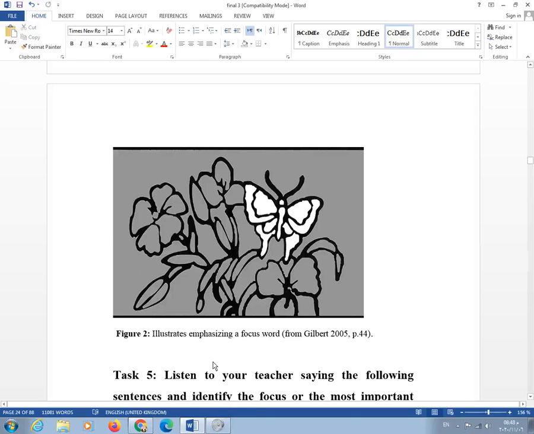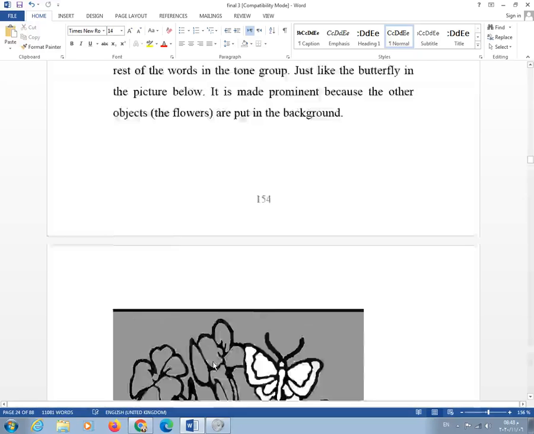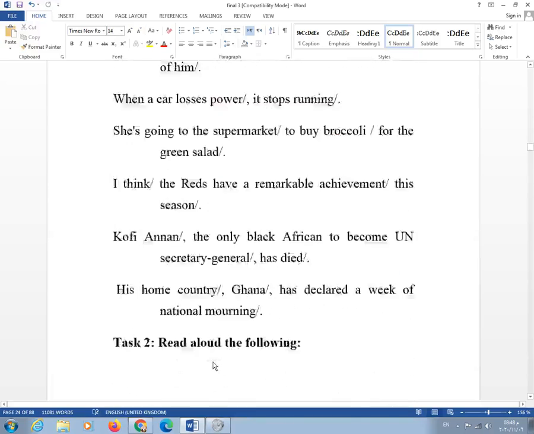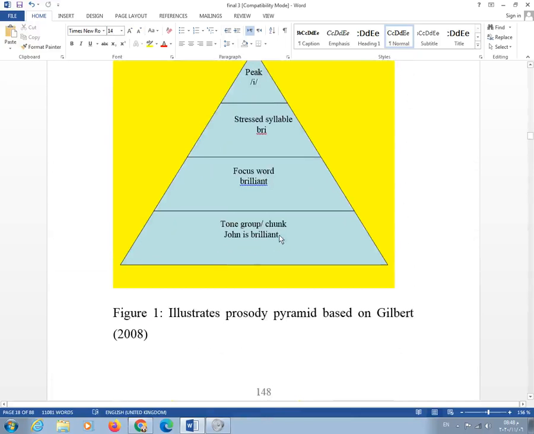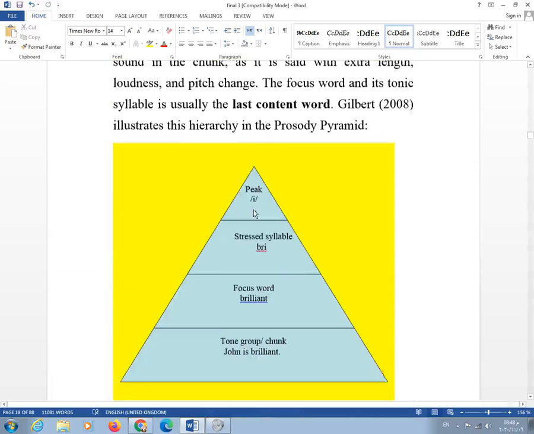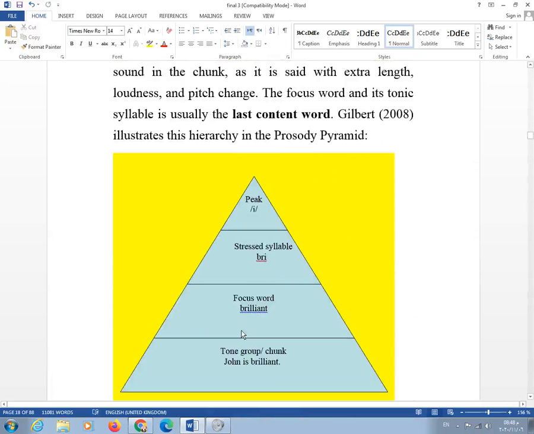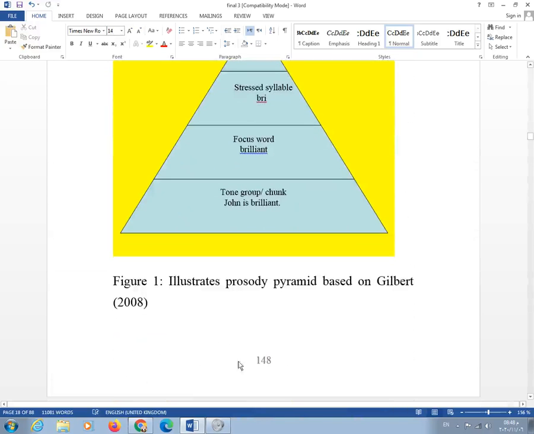And we get the stressed syllable out of it in order to add the tone on it, as we mentioned before in the prosody pyramid that we saw at the beginning of our class. Okay, so these two images are very relatable because the focus word here you can liken to the butterfly, which is put in the foreground, and the rest of the words are put in the background, and they are said very quickly.